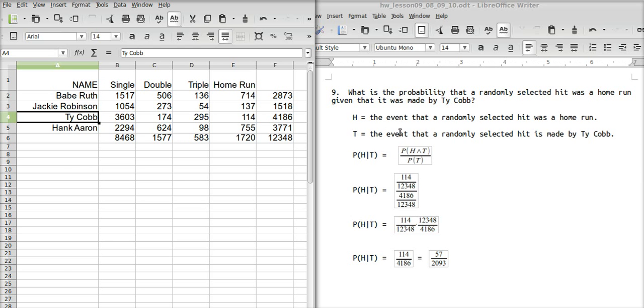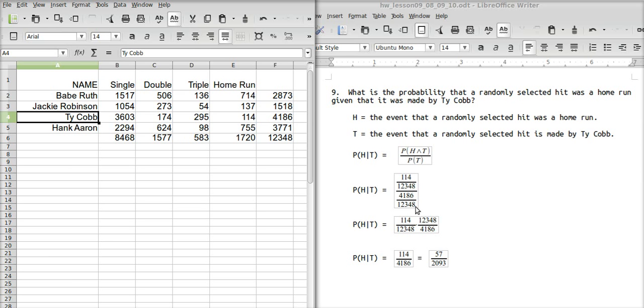On the bottom, we want the probability that a randomly selected hit is made by Ty Cobb. That's what T is standing for this time, right? And so if we look at Ty Cobb, right, he hit this many singles, doubles, triples, and home runs. If we add all those together, we get 4,186. So the probability that a randomly selected hit was made by Ty Cobb would be 4,186 over the grand total.